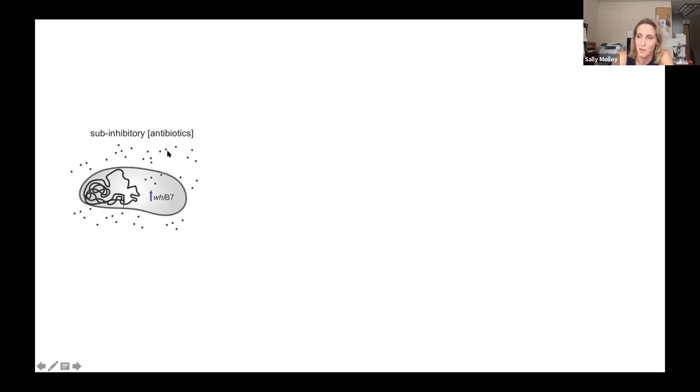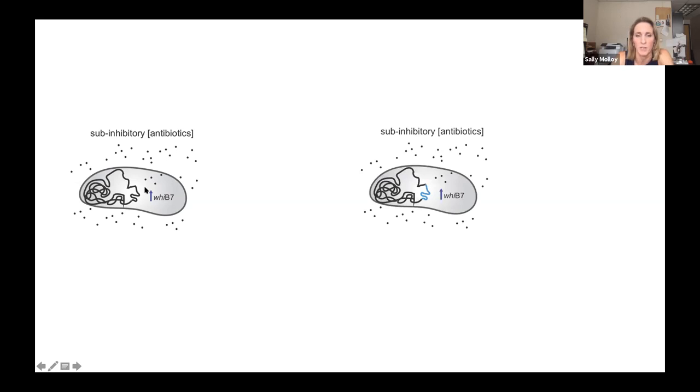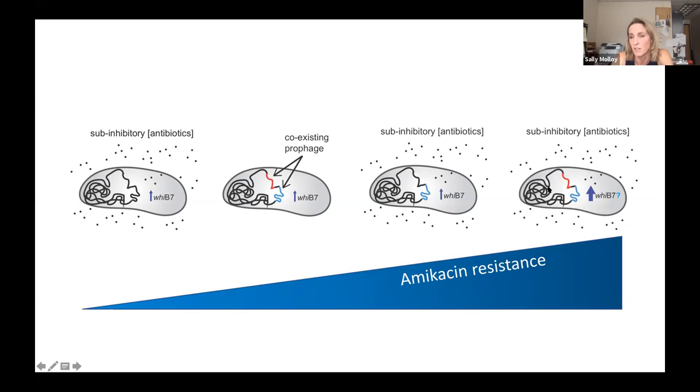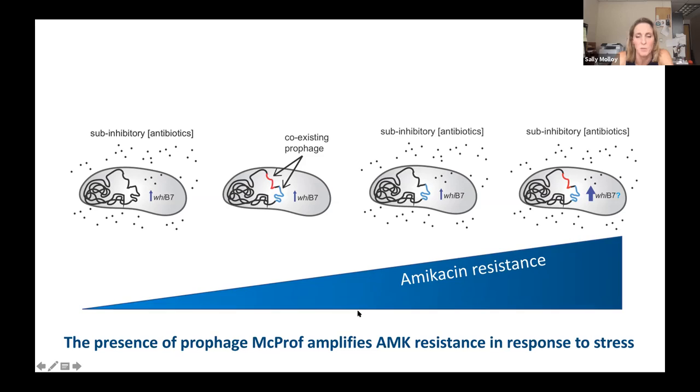So we know from the literature that sublethal concentrations of drugs turn on YB7 and increase resistance. We certainly saw that with our non-lysogen, but when McProf is present, that further increases amikacin resistance, as does the presence of a second prophage, so superinfection. And although not an increase in MIC, there's an increase in viability for cells that have 2 prophage and are treated with sublethal concentrations of drugs. So McProf seems to be playing an important role amplifying amikacin resistance in response to different stresses.